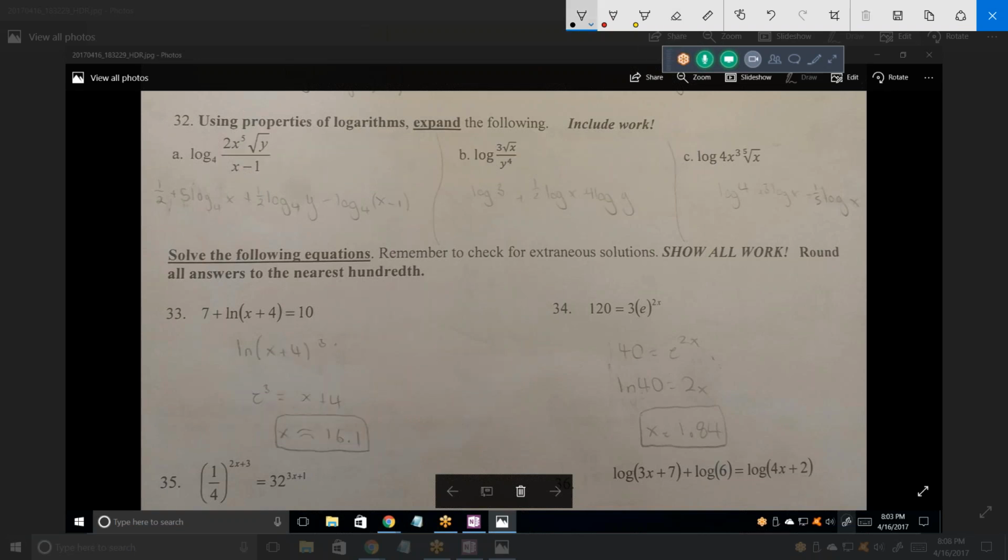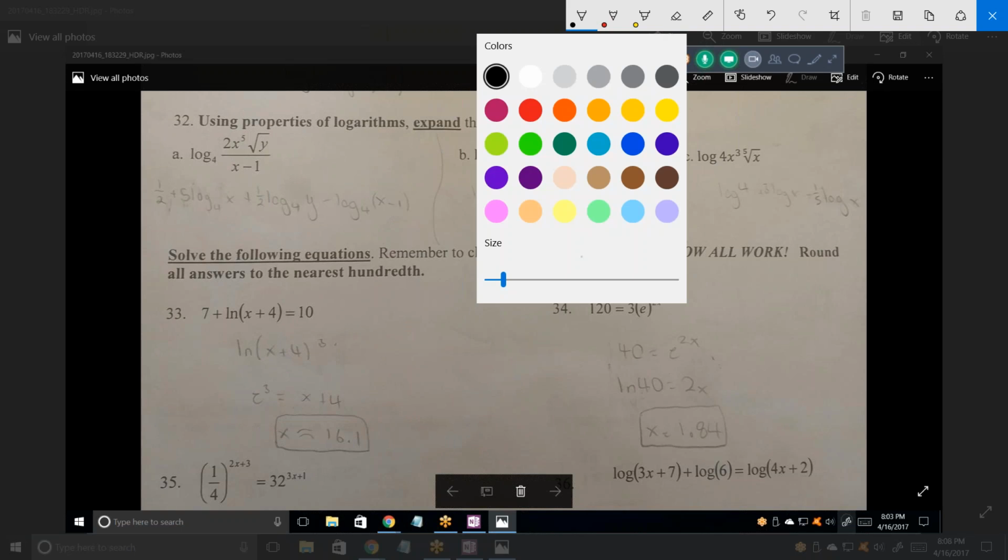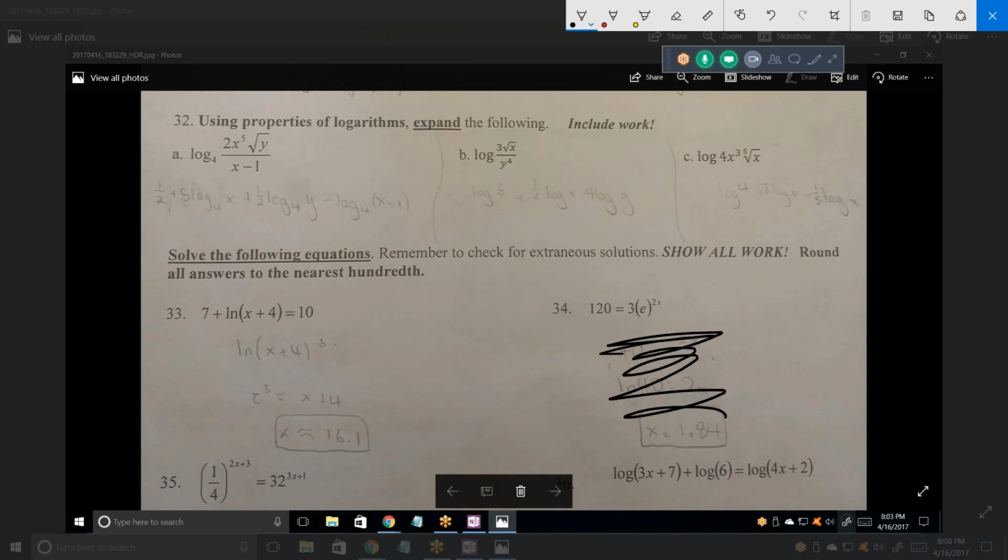Okay. Let's do this one. Over here, I got 120 equals 3 to the 2x. What's my first step? Divide by 3.